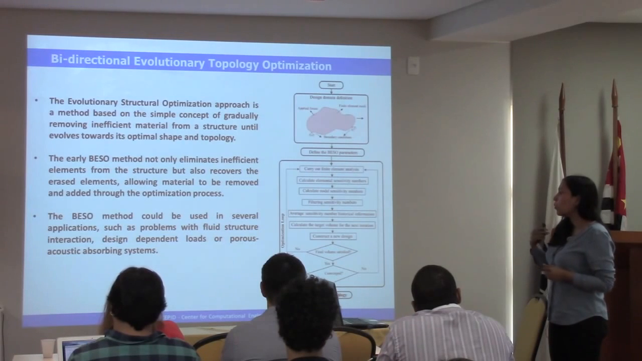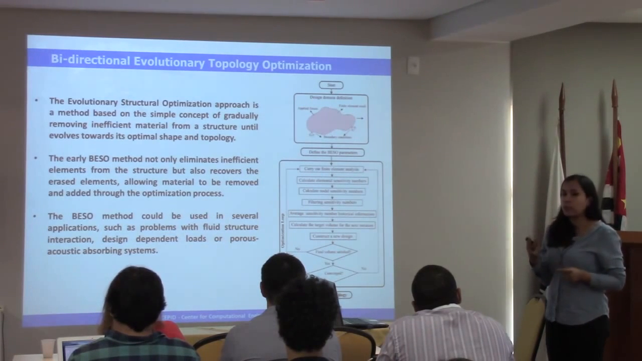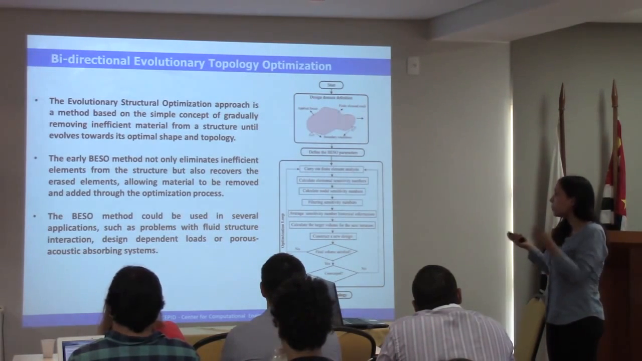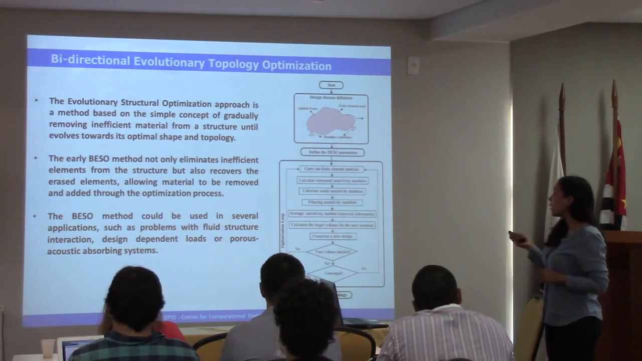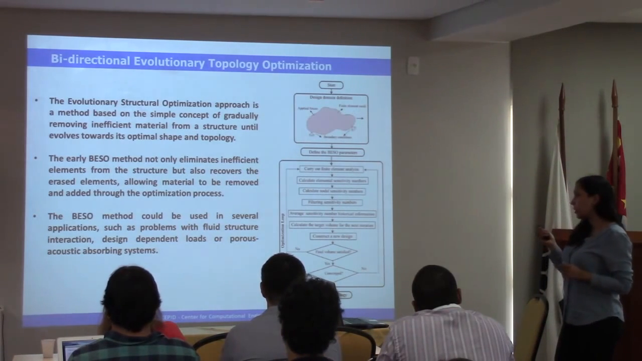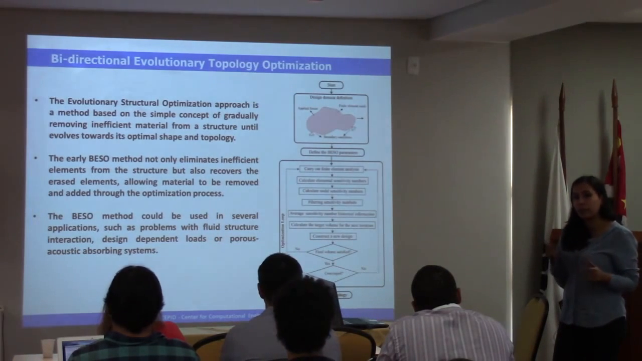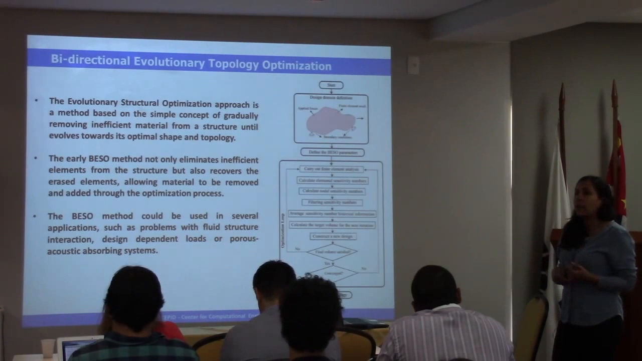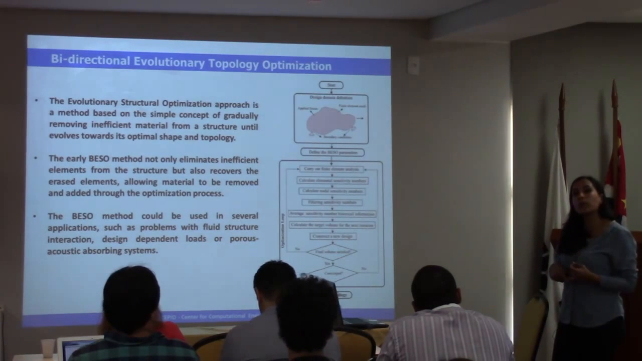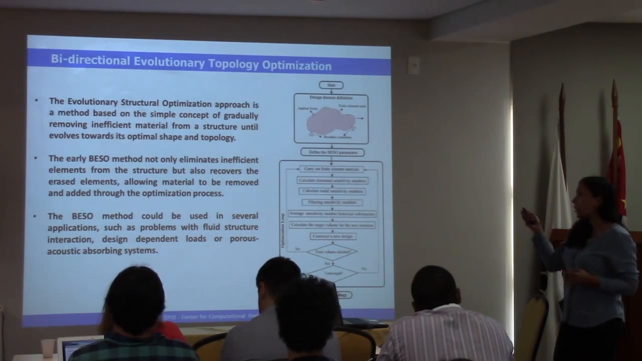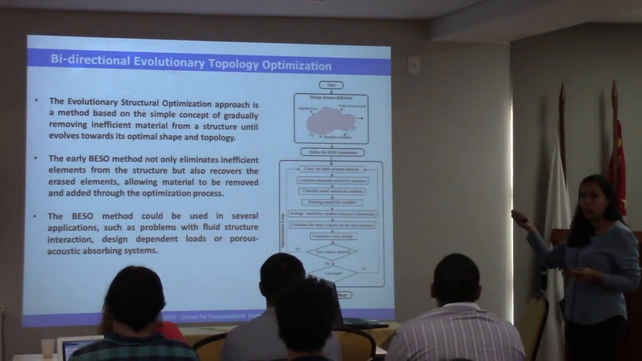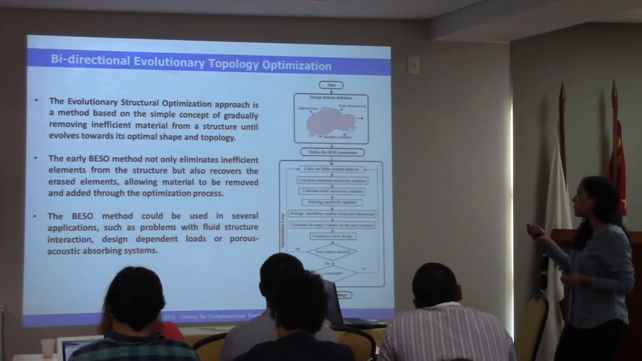But we have to do one more. We use some other two strategies. We use a filter, and we average the sensitivity numbers. Why? Because there are some numerical difficulties associated with this kind of method. Some of these problems are checkerboard problems. There are one-node connections that we can avoid using these two additional steps.